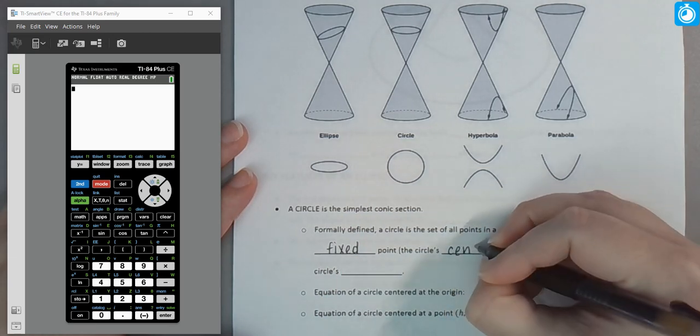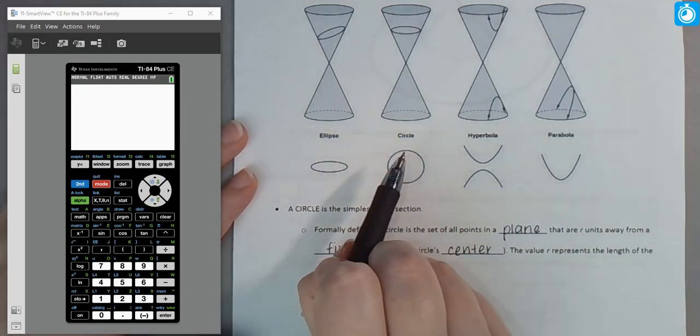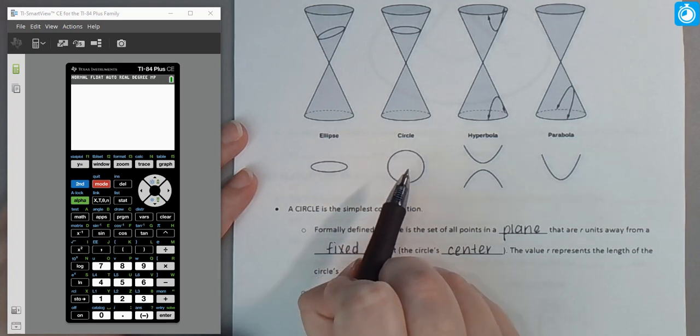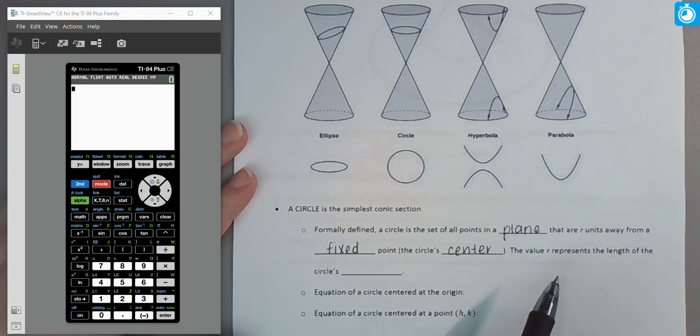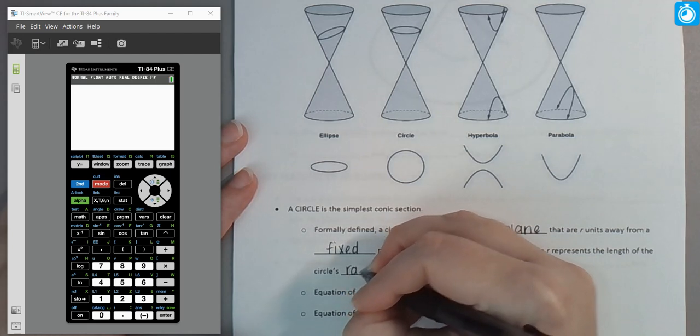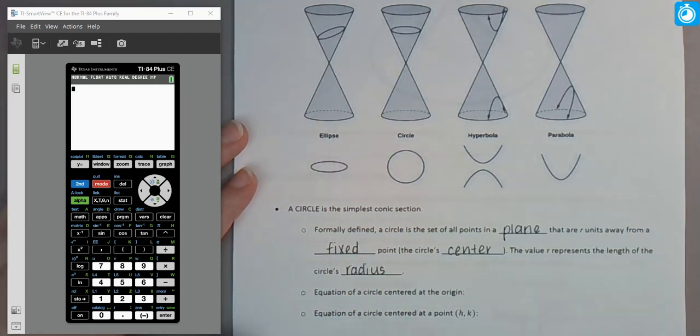So every circle has a center, and the actual circle itself, the graph we draw, is the set of all points that are the same distance away from the center, specifically r units away from the center of the circle. So r we refer to as the circle's radius. And of course, if we double r, we have the circle's diameter.